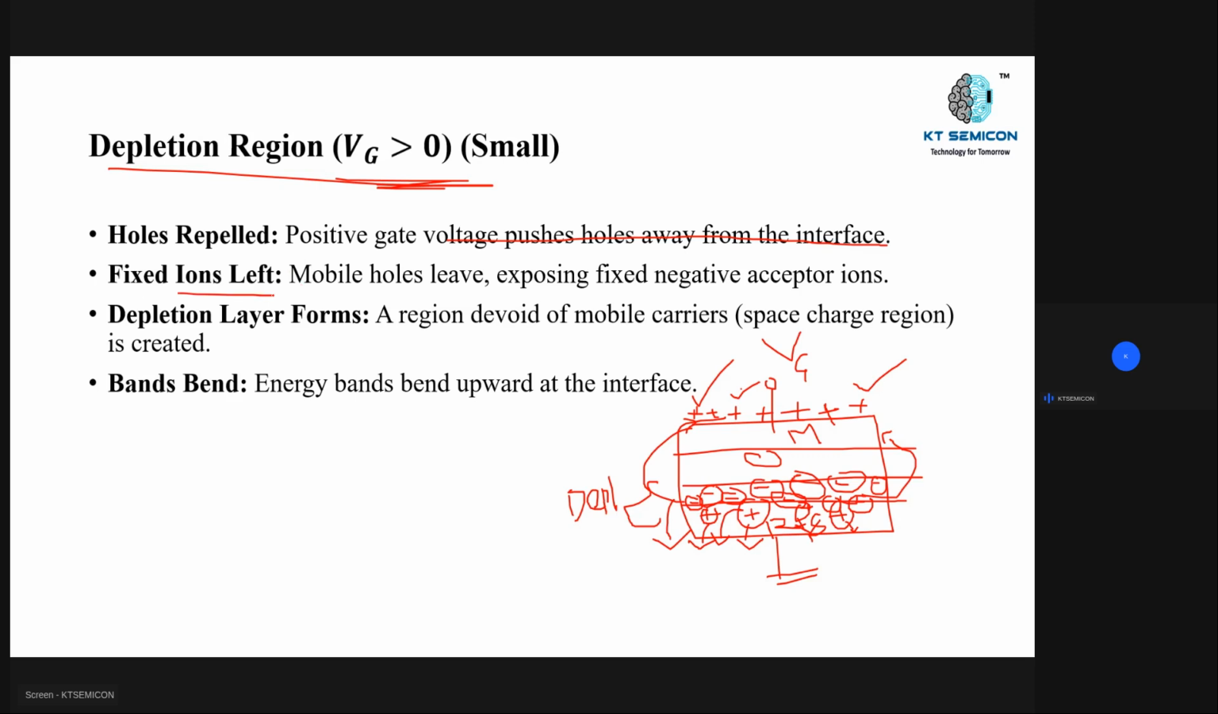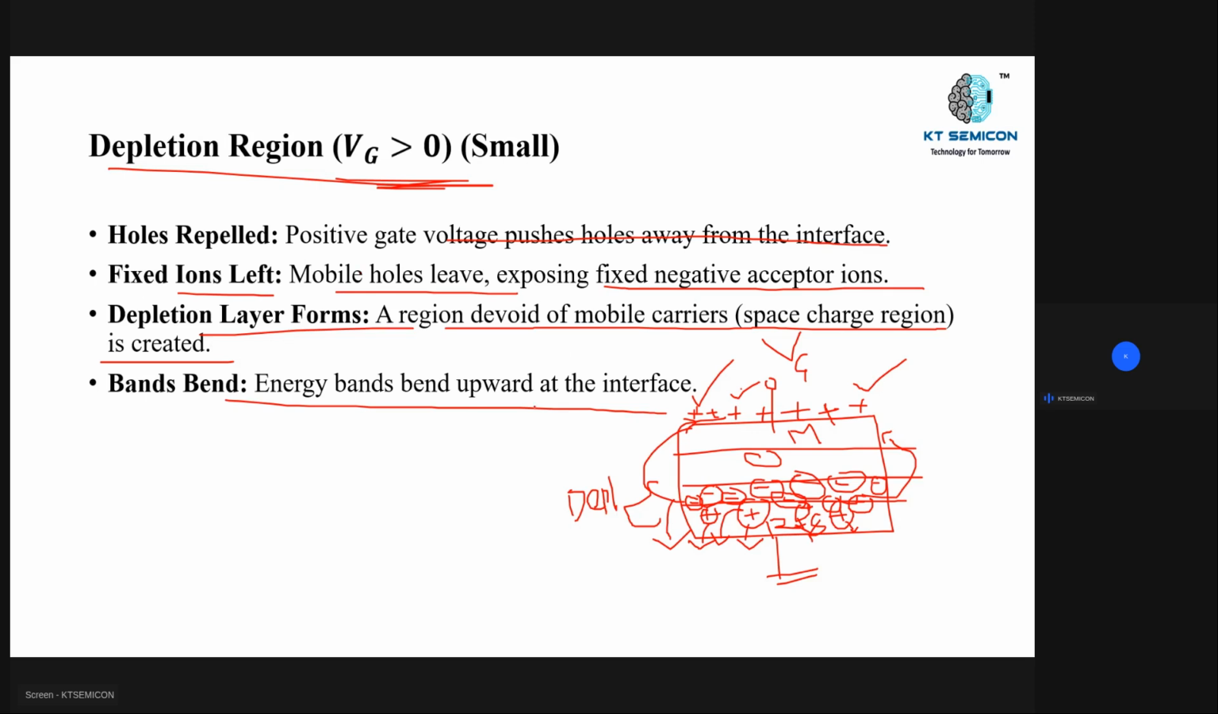So the fixed ions are left, and the mobile holes leave, exposing fixed negative acceptor ions. It will leave behind acceptor ions. A depletion layer forms, a region devoid of mobile carriers, and a space charge region is created. Because of these negative ions, which are trying to attract the positive voltage, it will create one depletion region. So the energy band bends upward at the interface.